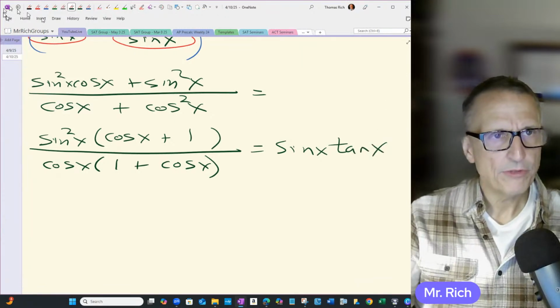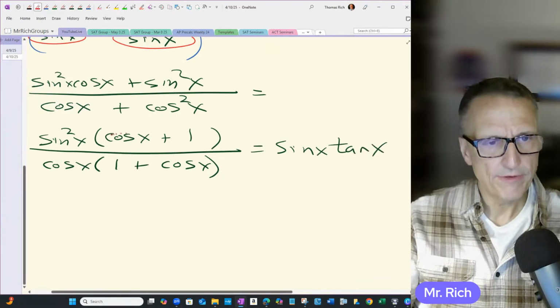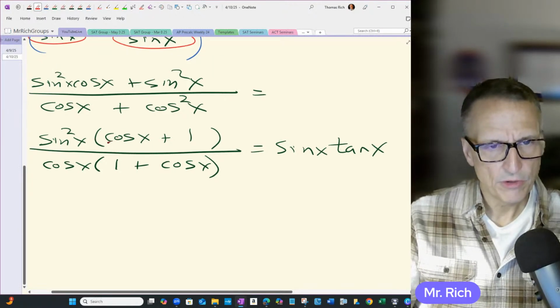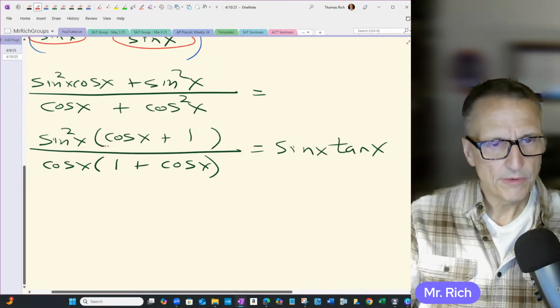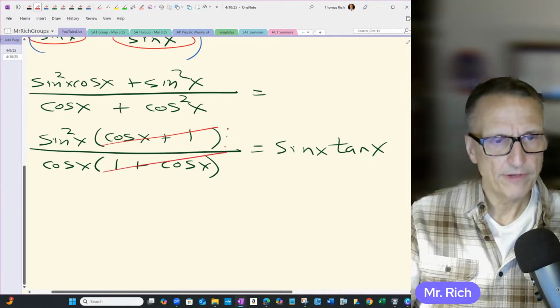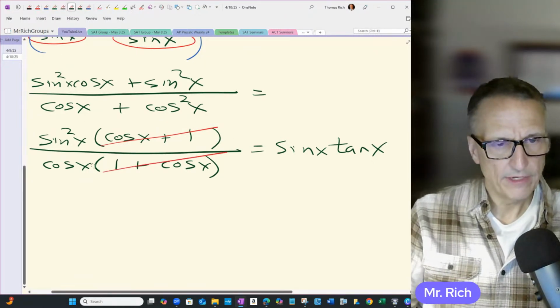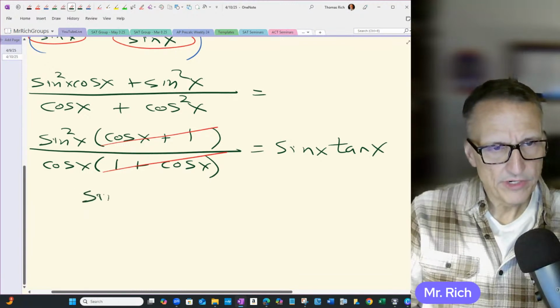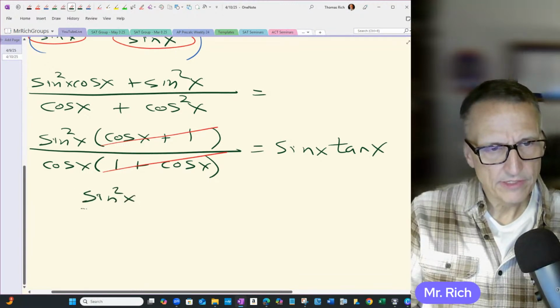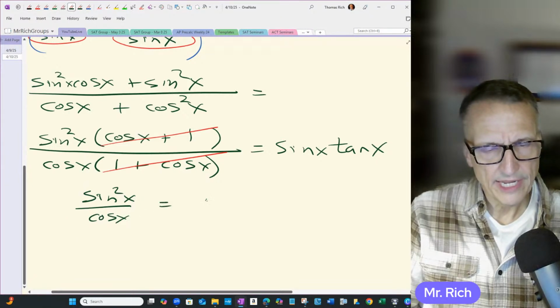Well, we're one step closer now, because what I notice is that we do have a common factor between the top and bottom here, which is cosine x plus 1. So these two are going to divide out. And what I'm left with then is the following equation: sine squared x over cosine x. And remember, our goal is to get that to look like the right-hand side.